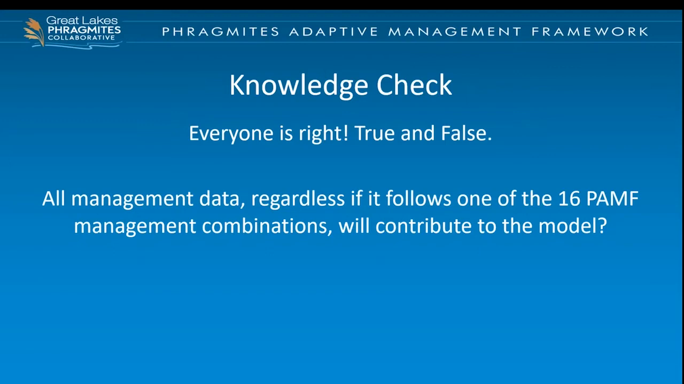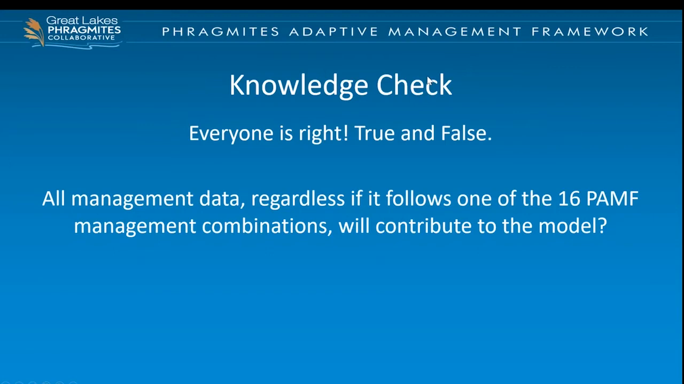Yeah, so there are a couple of different parts to the model. There's the part that keeps track of how effective each management combination turns out to be. And then there's also an optimization step that finds the best value PAMF combination for each management unit. So if you end up not following a PAMF combination, and that's totally understandable, right?